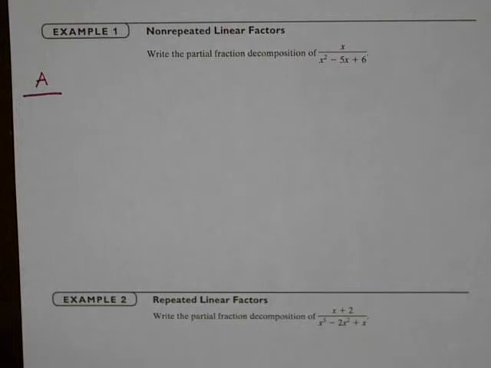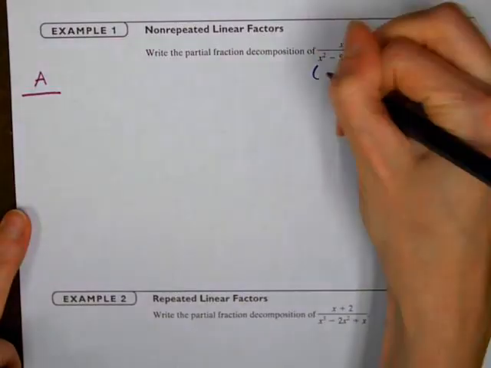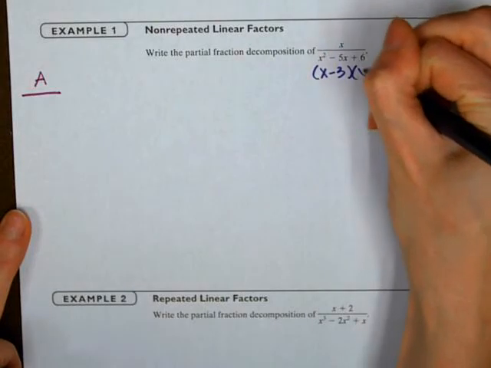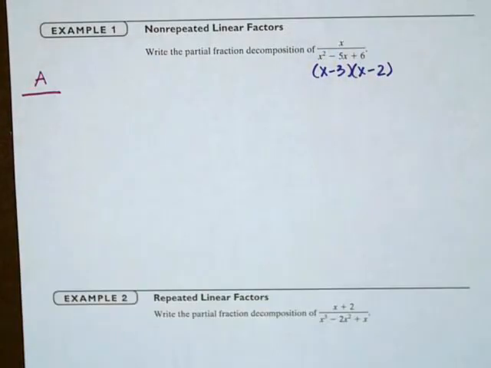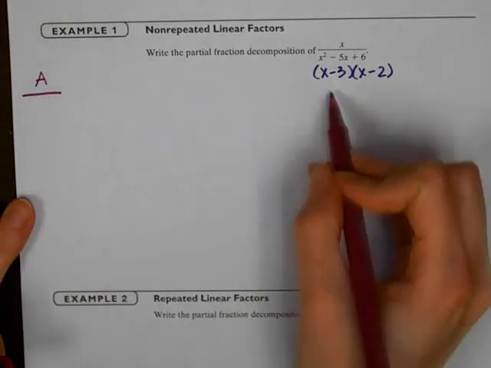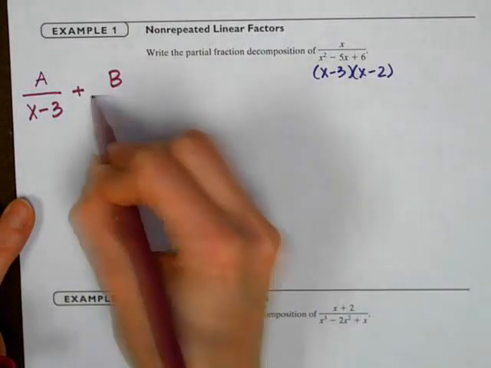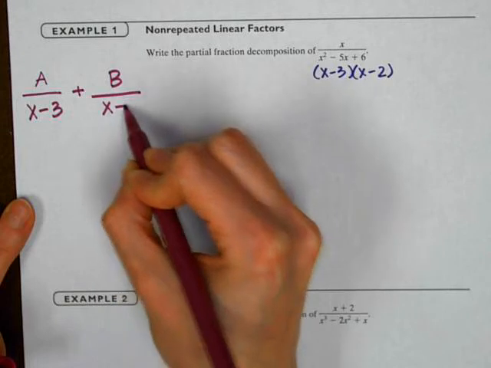Okay, so first step, let's factor the denominator to see what we're working with. And this would be (x - 3)(x - 2). So when we write our partial fractions, it's going to be A over x - 3, and the other one's going to be B over x - 2.